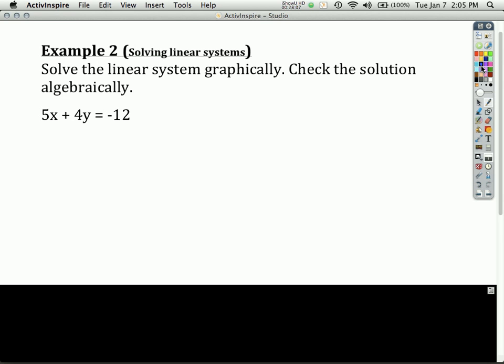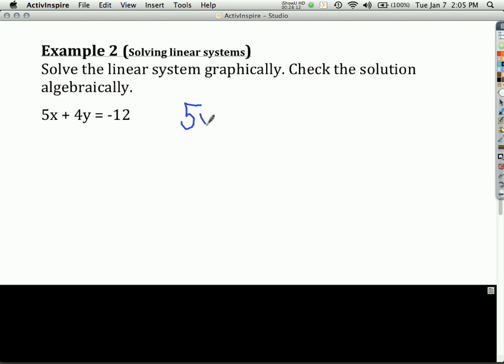So if we plug in a 0 here, this disappears and we end up with this. 5x equals negative 12. And so now we're finding the x-intercept. Divide both sides by 5 and we get x equals negative 12 fifths.